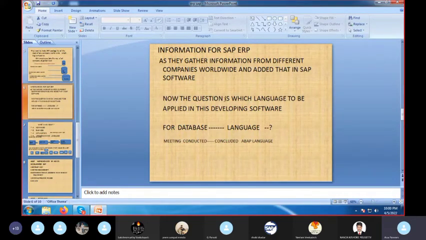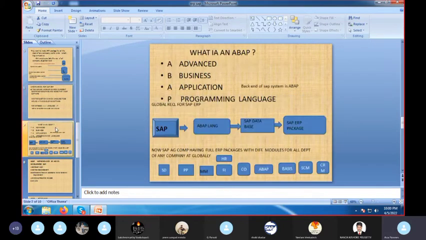As they gathered information from different companies worldwide and added it in SAP software, the question came: which language should we use in this SAP so that it can be useful worldwide? For developing this software, the question arose: for the database, which language? These five members conducted a meeting and concluded that they should introduce the ABAP language. Now, what is the ABAP language? I wrote the full form here: Advanced Business Application Programming language. This is a technical language.